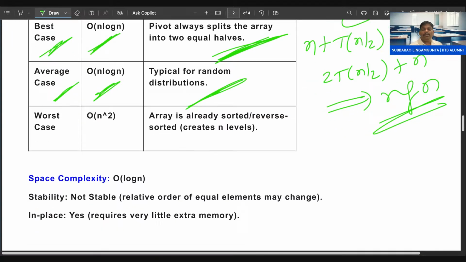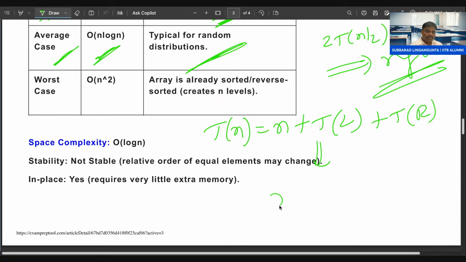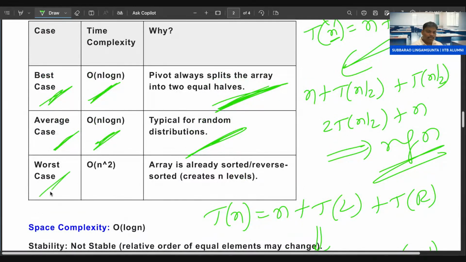Suppose you are unlucky. After applying the partition algorithm, n time over, L people are left on the left side and R people on the right side. Let us assume that for the partition, the left-hand side has 0 people and the right-hand side has all the remaining people. So it leads to n plus T of n minus 1. If you apply the substitution method, it goes to order of n square. The time complexity of quick sort in the worst case becomes n square.